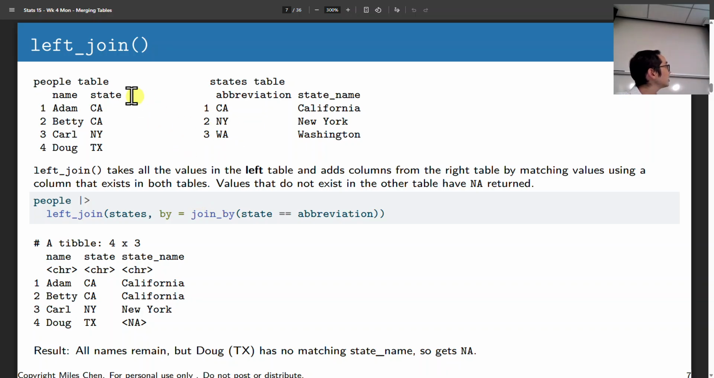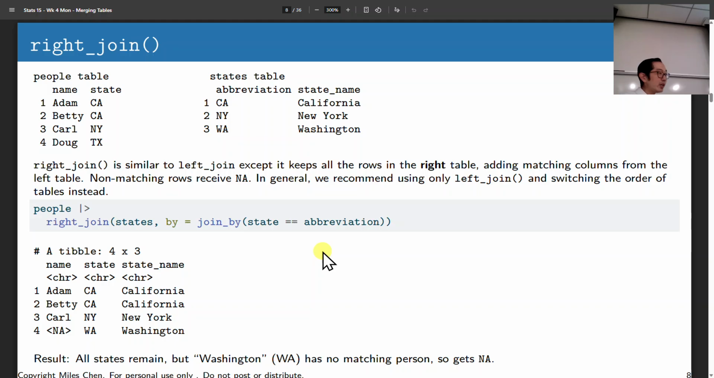And then how are we linking it up? You say, look at this column, the column state, and match that up with the column abbreviation. So we use this join by operation, and we say join by state equals abbreviation. It says basically take the state column, join it to the abbreviation column, and then join that information together. So we get CA gets California, NY gets New York, okay? TX, there's no entry that corresponds to TX here, so it pulls an NA, okay? And that's the left join.